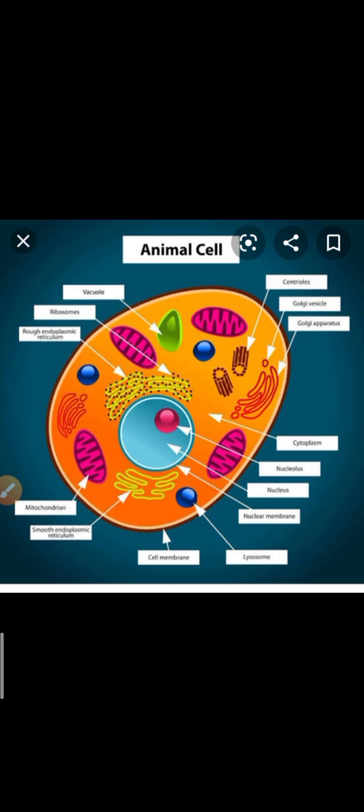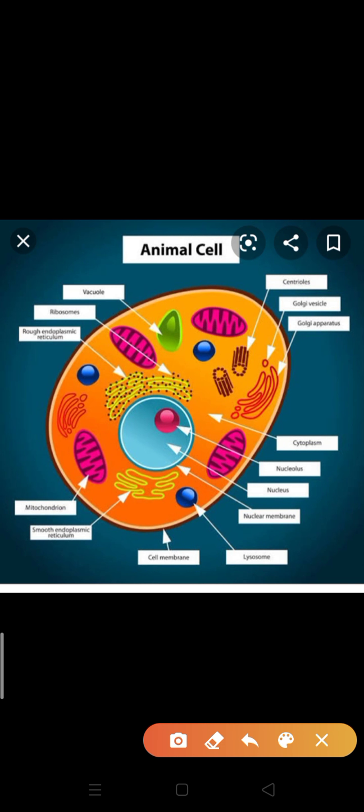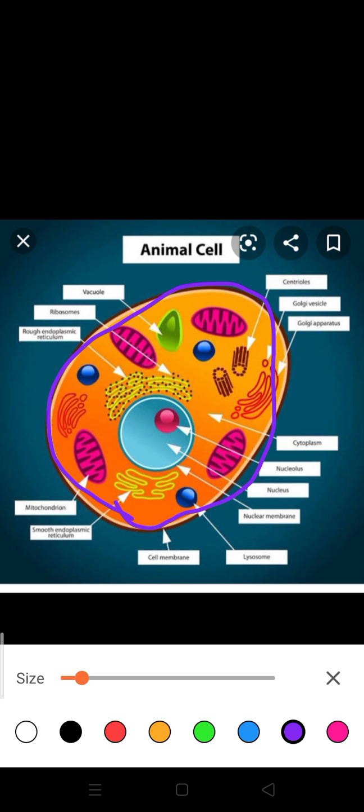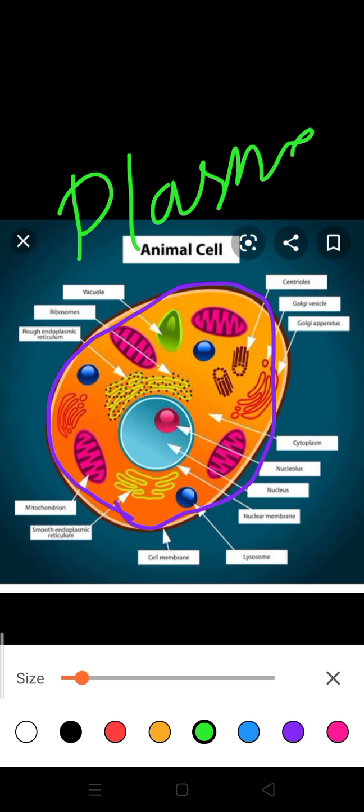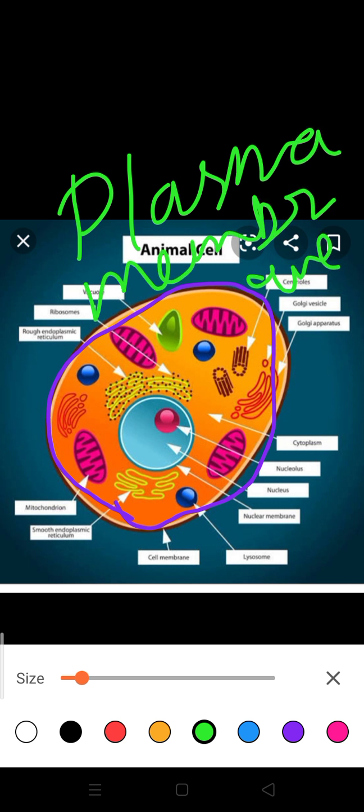Clear? So the outer membrane of a cell is known as the plasma membrane. What is it? Plasma membrane. Separately also you will read about them, but before that you should know the terminology of it.